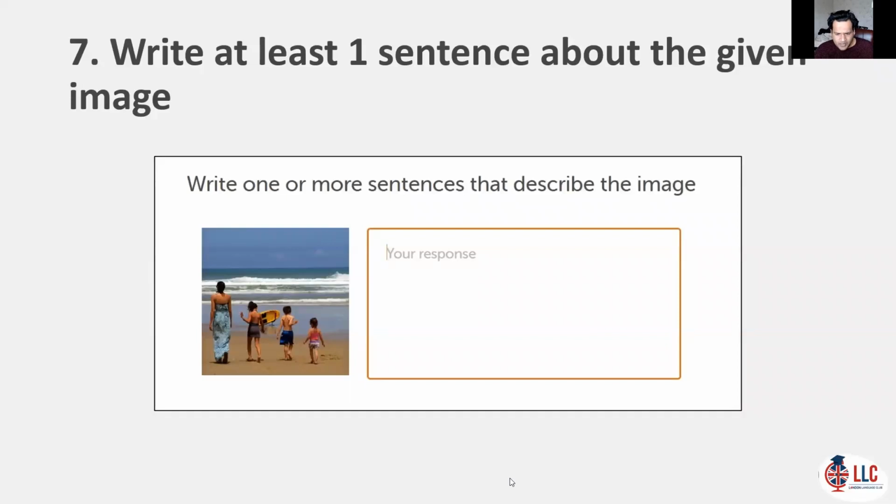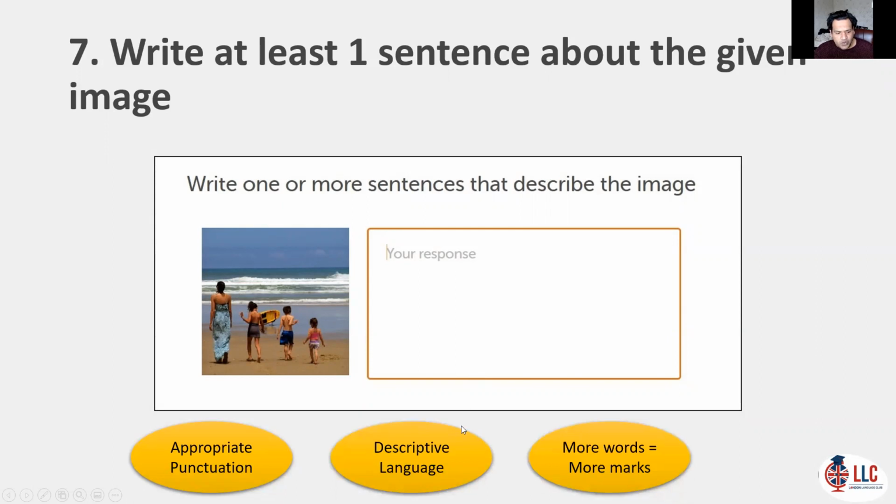In the next question type, you're shown a picture and you need to write one or more sentences that describe the picture. This is the task. What they are testing in the exam is whether you can describe a picture using descriptive language. You have to describe the picture, not say something like "this photo describes."